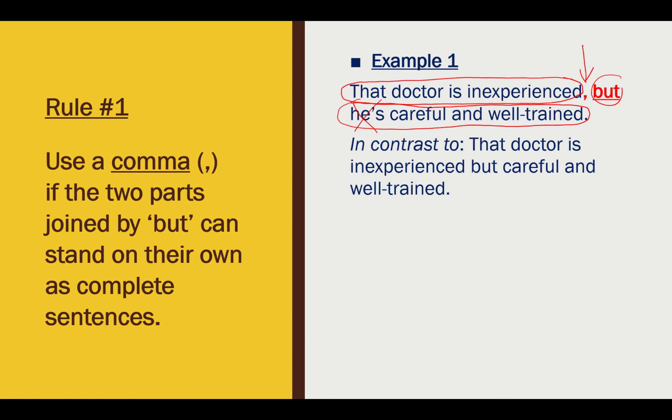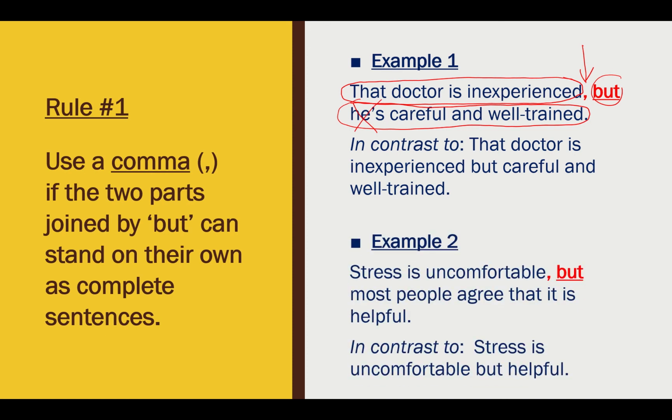Let's look at one more example. Stress is uncomfortable. So this is a proper sentence, a complete sentence by itself. And then you have the second half of the sentence: most people agree that it is helpful. It's also a complete sentence by itself. Since both are complete sentences, you need to place the comma and use the contrasting conjunction known as but. Of course, you can also write it as stress is uncomfortable but helpful.